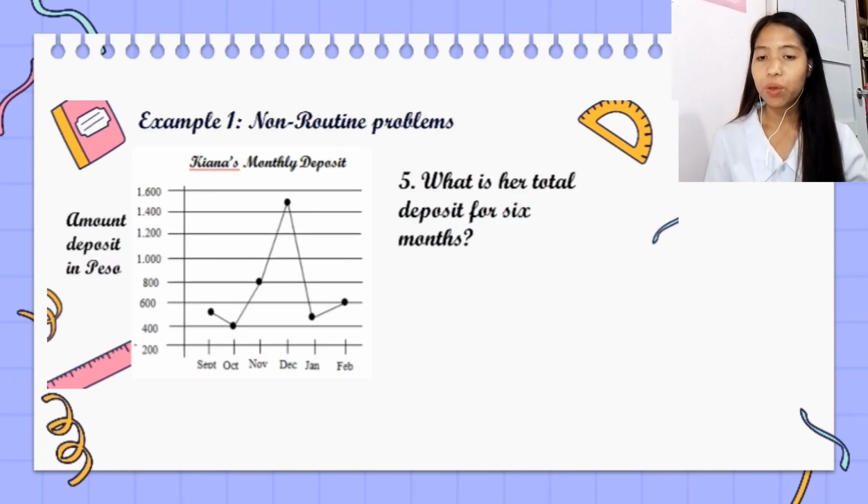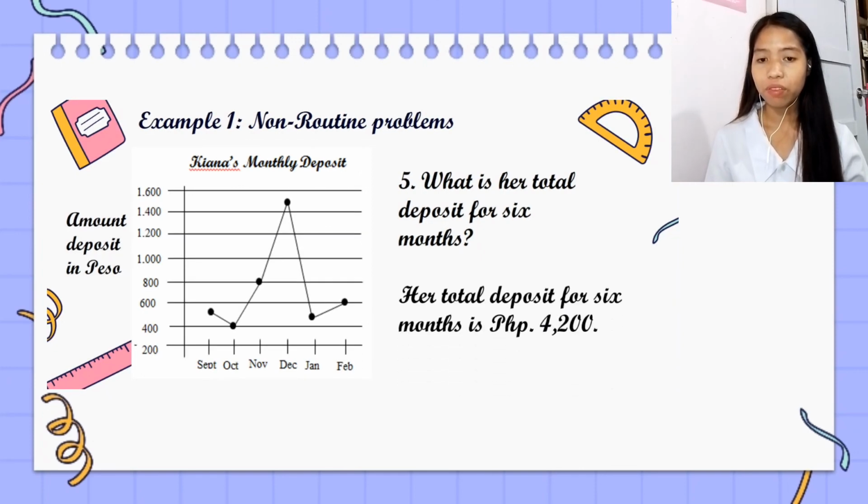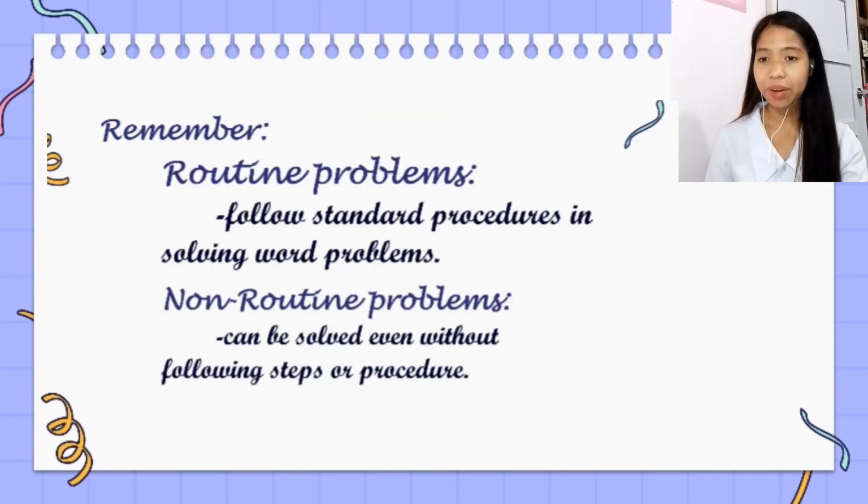Number 5, what is her total deposit for 6 months? The answer is 4,200 pesos. Okay, remember, when we say routine problem, it follows a standard procedure in solving a word problem and uses the AGONSA method, while a non-routine problem can be solved even without following a step or procedure.